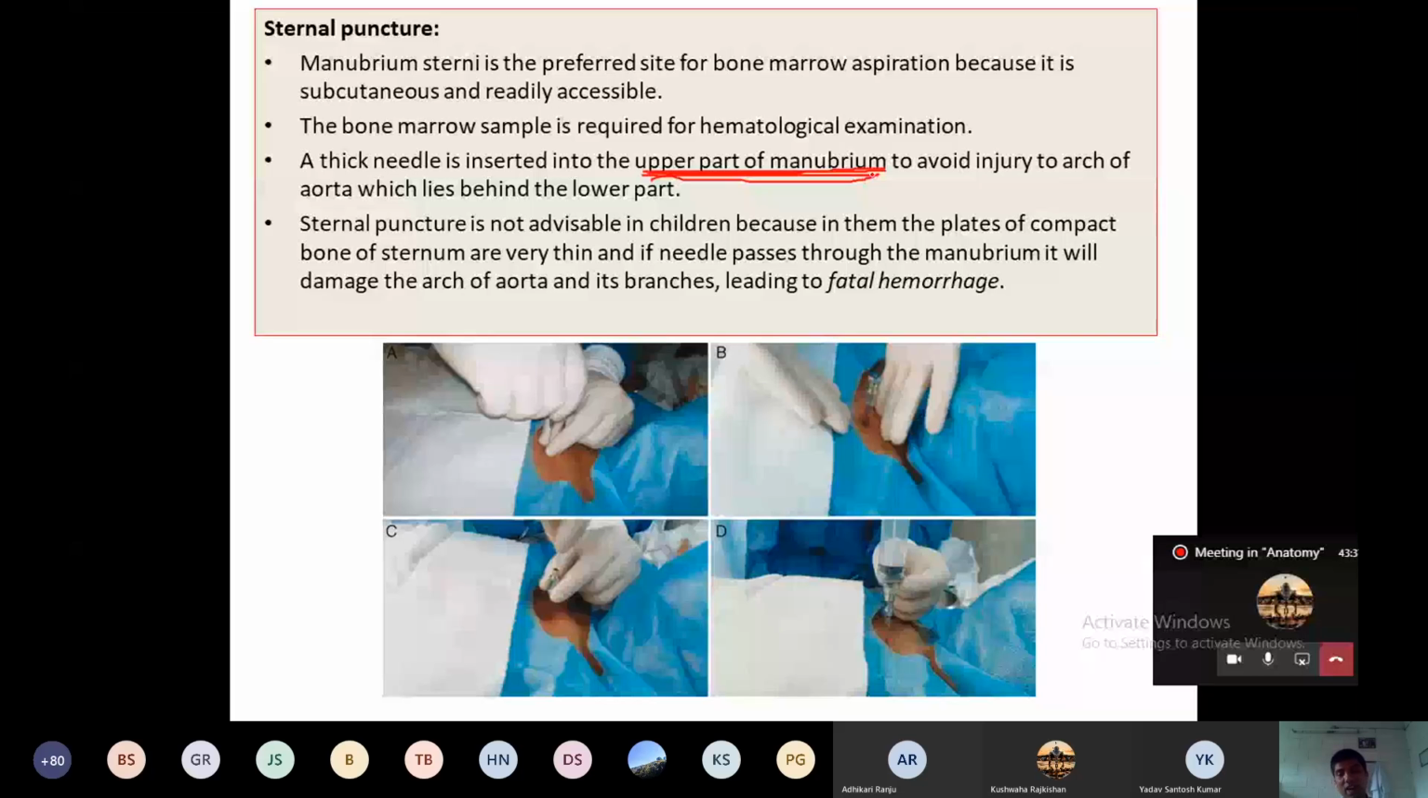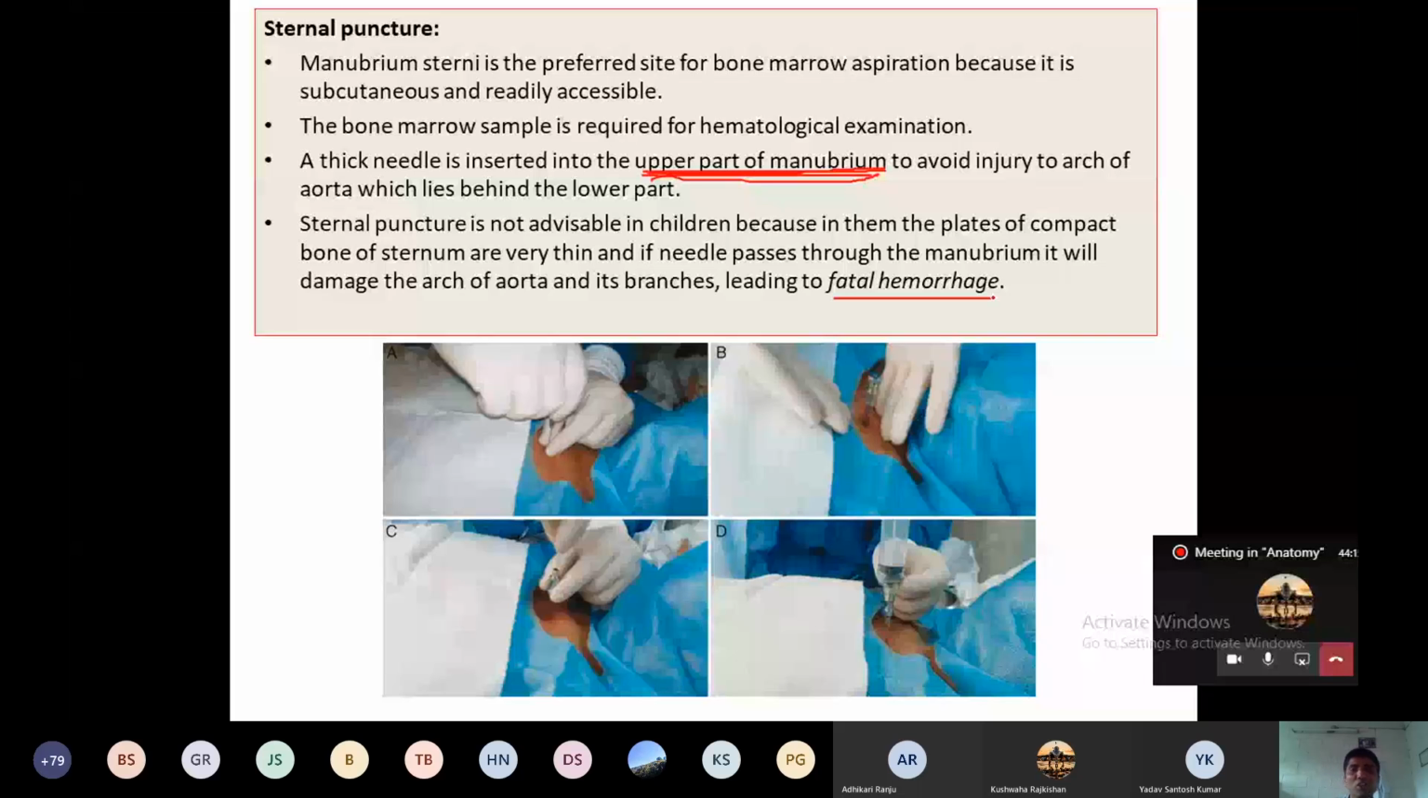This is the arch of the aorta, and if the needle accidentally pierces the thickness of the manubrium, even the posterior table of the manubrium, and then it will prick the arch of the aorta, there will be hemorrhage from the arch of the aorta, and this hemorrhage may even be fatal, because arch of the aorta is a very large blood vessel, and the blood is rushing at great speed there, and in the other parts of the aorta also. But I'm telling arch of the aorta because manubrium is related to the arch of the aorta.